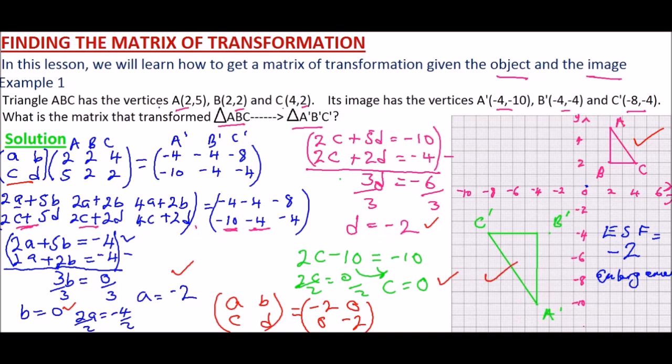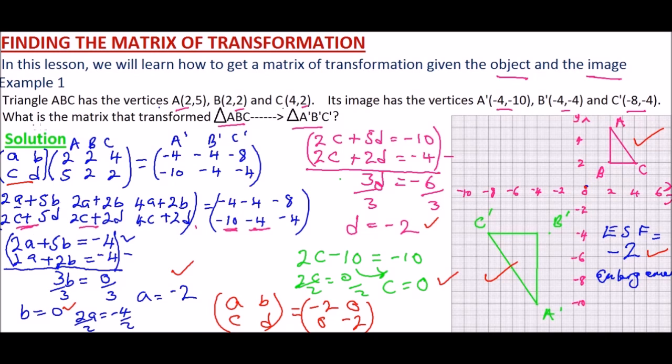So this is the transformation matrix that was used to transform this figure to this triangle, which you can see even the matrix is telling you. You can see we have minus 2 there. So that is what we defined as our enlargement scale factor. We said it is negative because it is enlarged on the opposite side of the center of enlargement, which is the origin. So that is how you work that out.